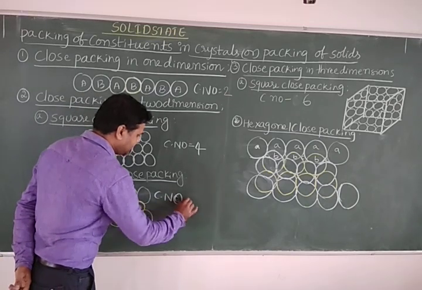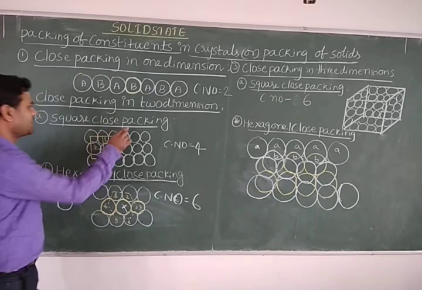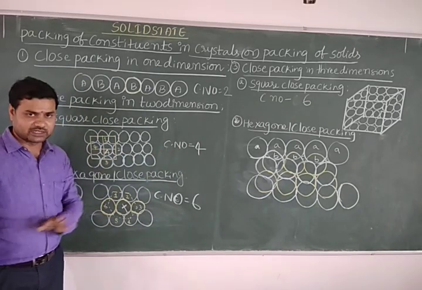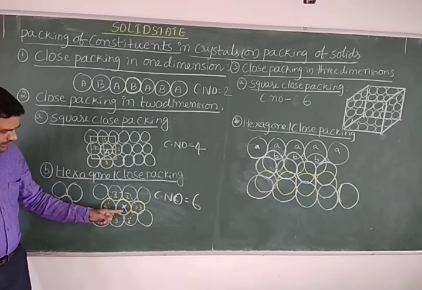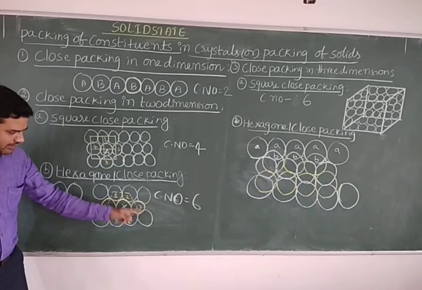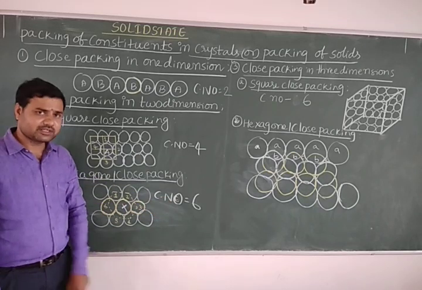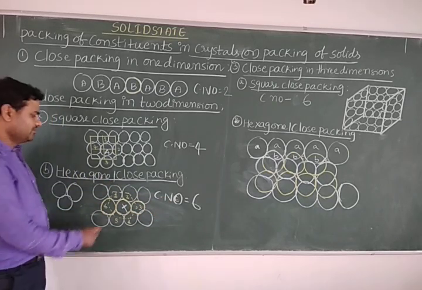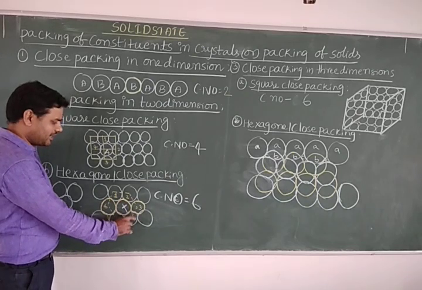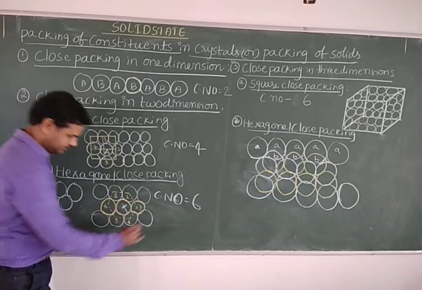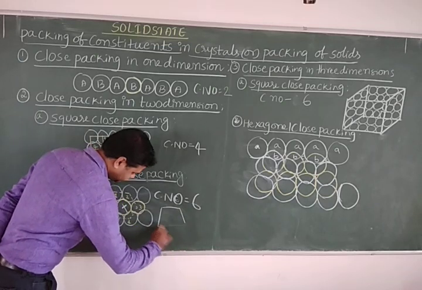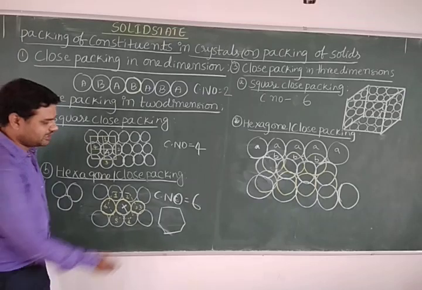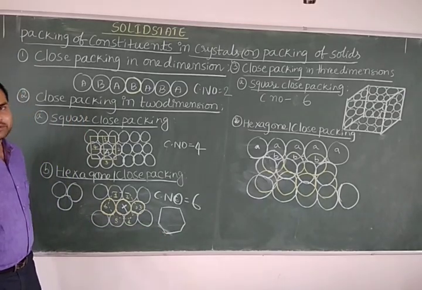6. Whereas in case of square close packing, one atom is surrounded with 4 atoms, therefore coordination number 4. But here, this X atom is surrounded with how many atoms? 6. Then what is the coordination number? 6. And here why are we calling it hexagonal close packing? Because by connecting all the atoms, it looks like a hexagon, like this. Therefore, it is called hexagonal close packing. Is it clear?